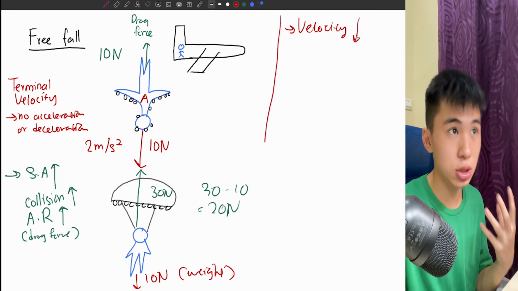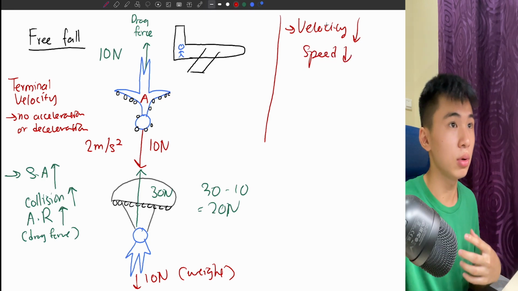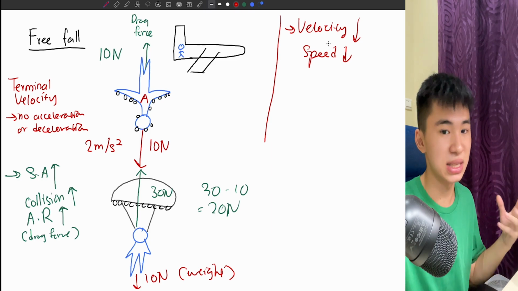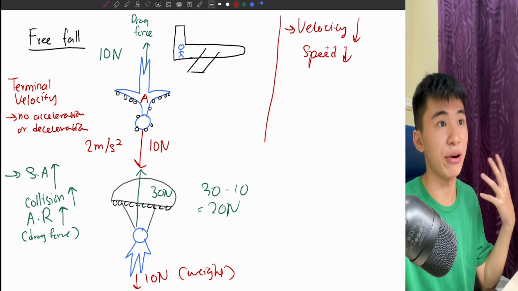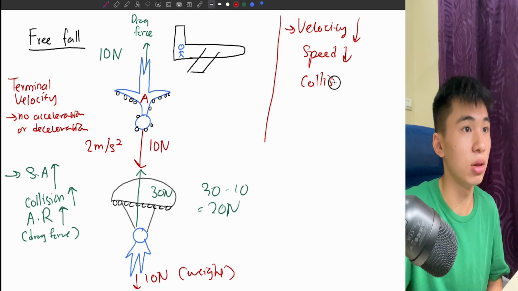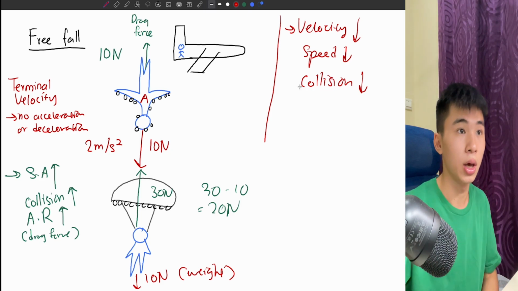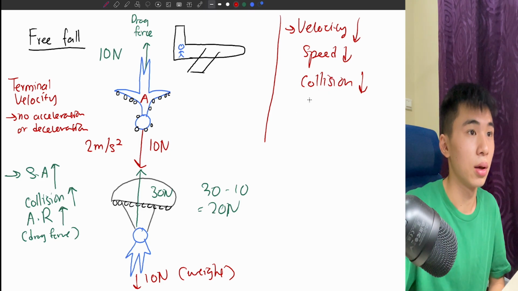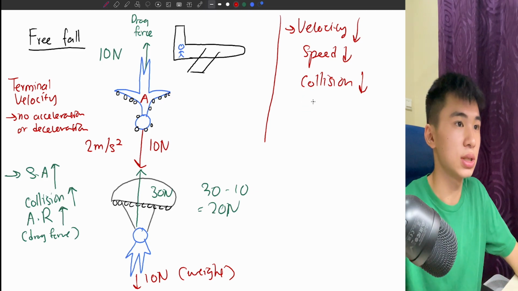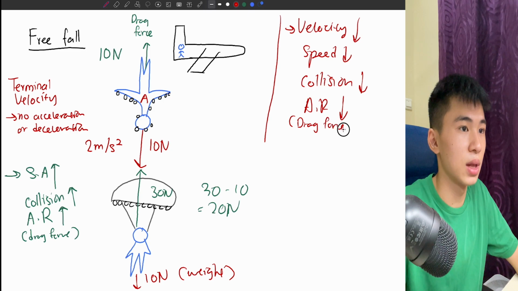If you have become slower, which means you decrease in speed as well. Velocity and speed are almost the same. It's just that velocity has direction, and you will decrease air collision as well. So what happens if you decrease in air collision? You will decrease the drag force or the air resistance.